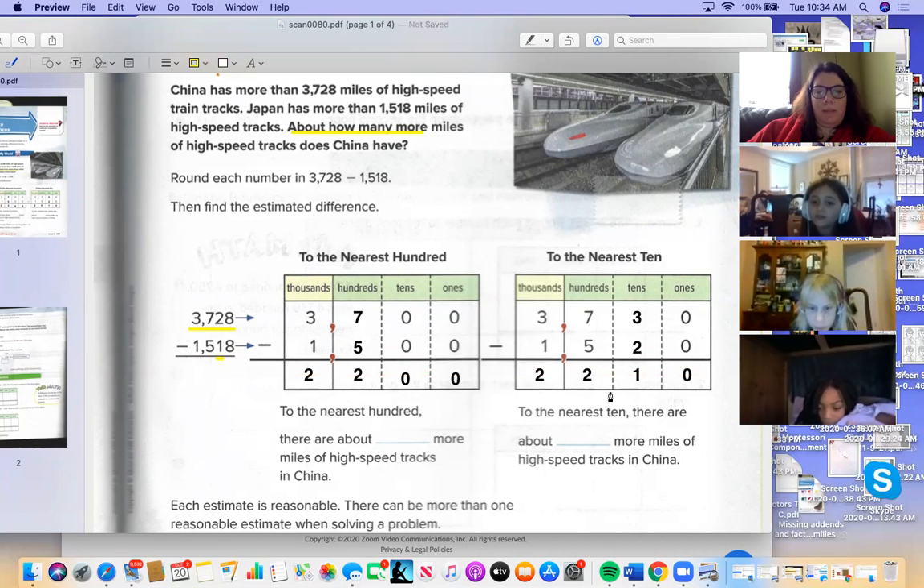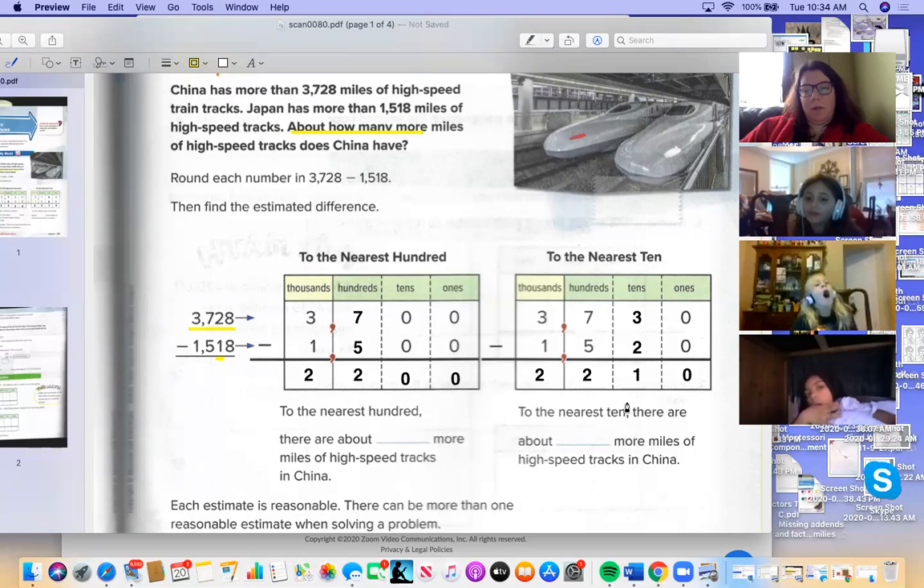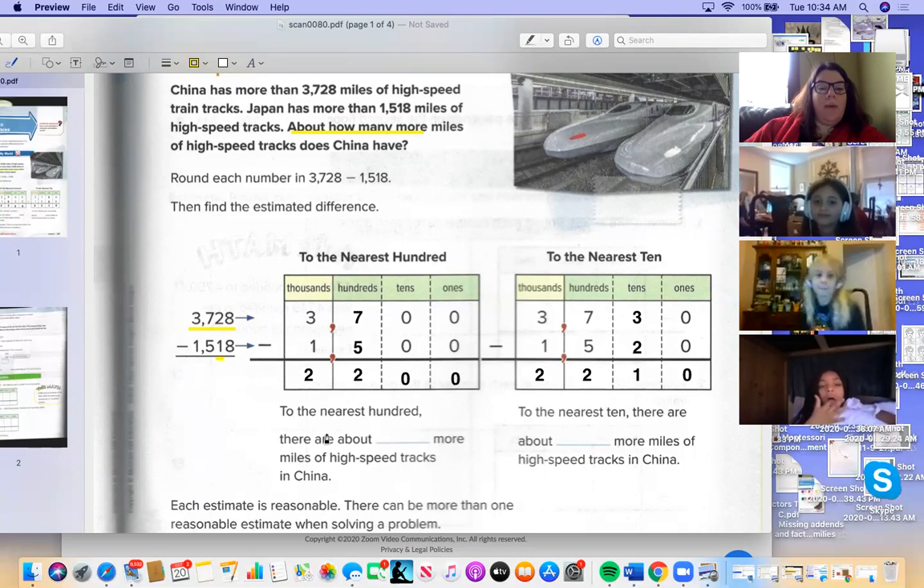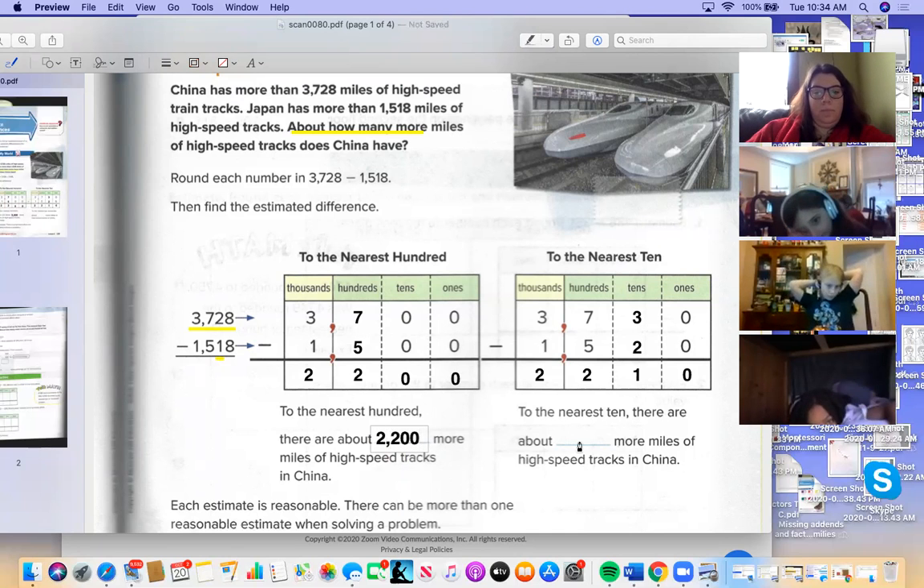So pretty close to the same answer. Here it's 2,200, here it's 2,210. So rounded to the nearest 100, there are about 2,200 more miles of track in China. And rounded to the nearest 10, there are about 2,210 more miles of track.